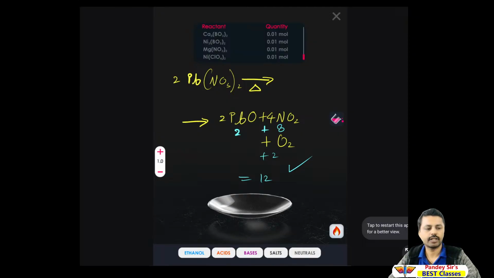And I am going to give the next question. Observe, some more important details are there in this question: it is an exothermic reaction, this thing is solid, so S, this thing is gas, and oxygen is obviously gas. Okay, so exothermic reaction, is it decomposition? Obviously decomposition reaction.